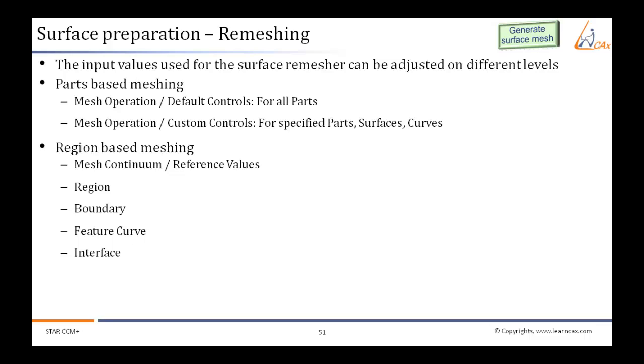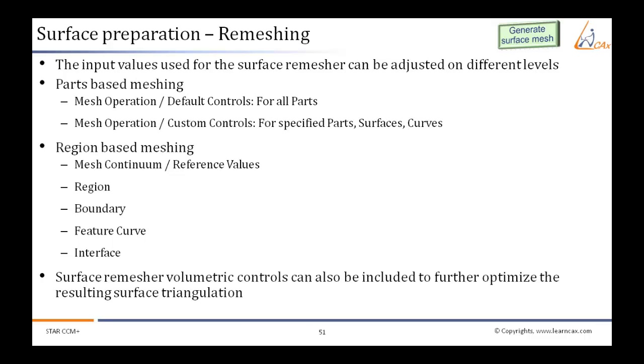If we are using region-based meshing approach, we have to give the user inputs for remeshing at mesh continuum as reference values. Reference values are given at region, boundary, feature curve, and interfaces. There is also the surface remesher volumetric controls user input. These can be included to further optimize the resulting surface triangulation.